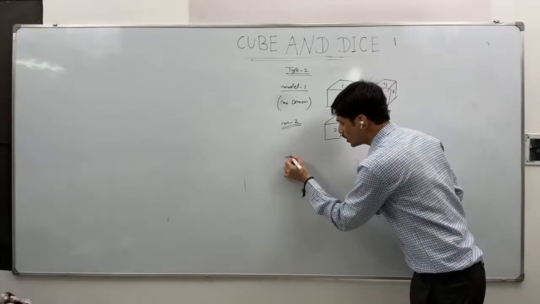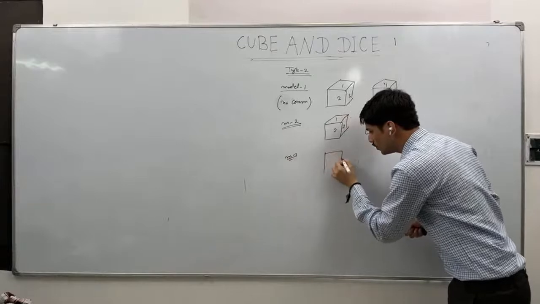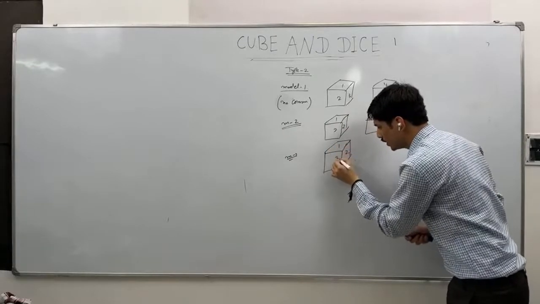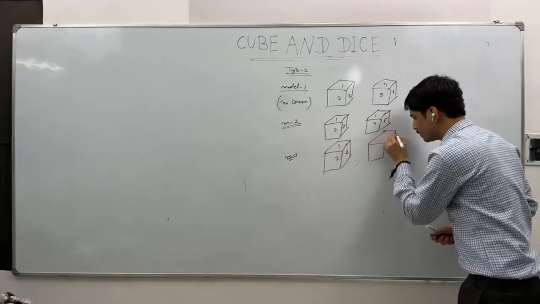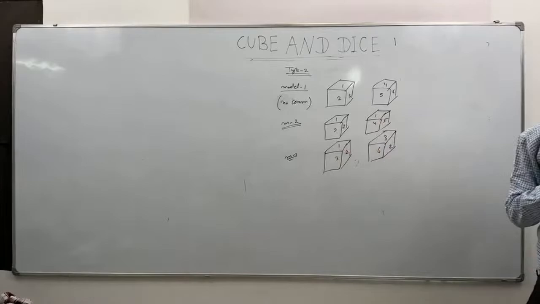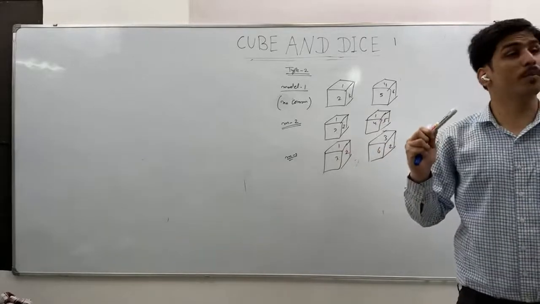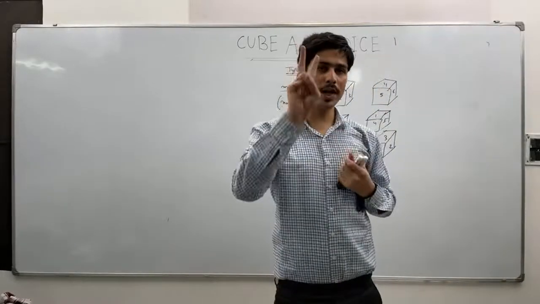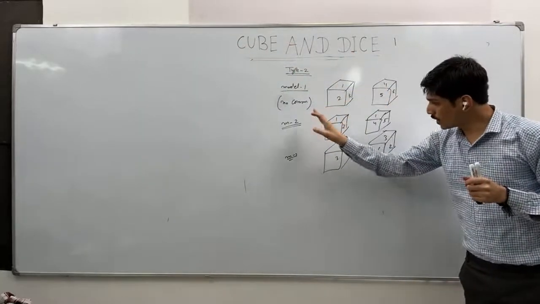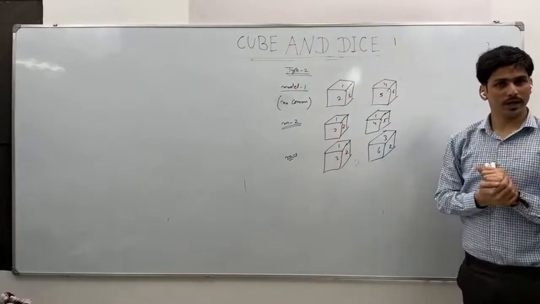Now we'll move to model number 3. Model number 3, what happens? 1, 2, 3, 3, 2, 6. What is model 3? Model 3 means between 2 dice, 2 common numbers are there. If I am giving you 2 dice, only 3 possibilities, right? No common number, 1 common number and 2 common numbers, right? Now we'll solve the questions.